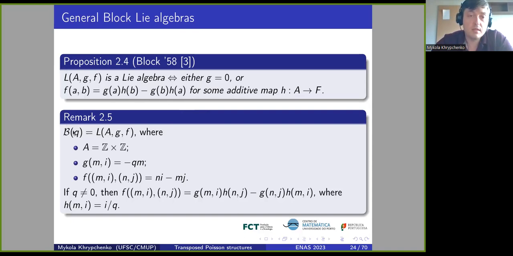Let's see why the class of algebras B of Q is a particular case. Well, in this case, A is just the direct product Z times Z, and you take G the following map, and you take F the following additive map. If Q is zero, then G is zero, and it's always a Lie algebra. If Q is non-zero, then you can express F in terms of G and H, where H is the following map, I divided by Q.